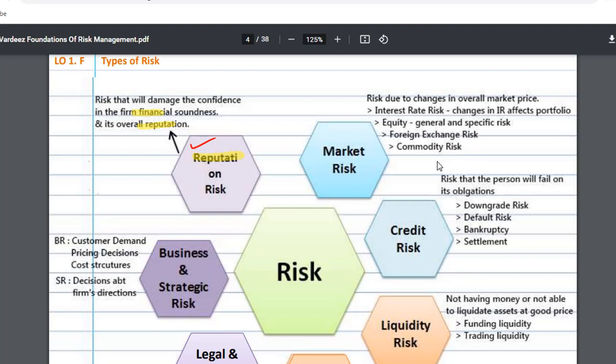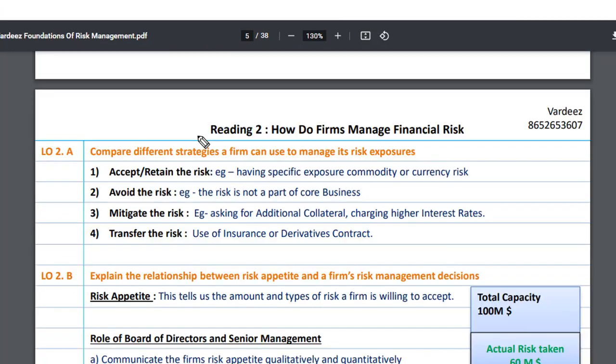Okay, so that's it for the first chapter. Let's move on to the next chapter. All right, now let's talk about reading number 2, how do firms manage financial risk.